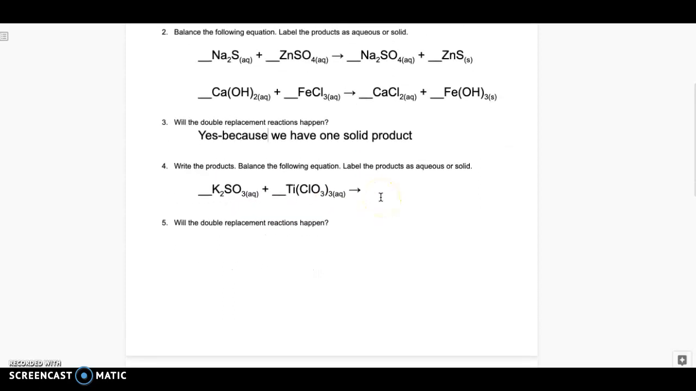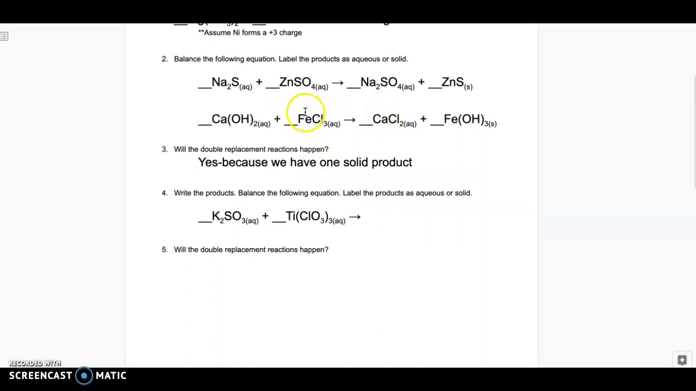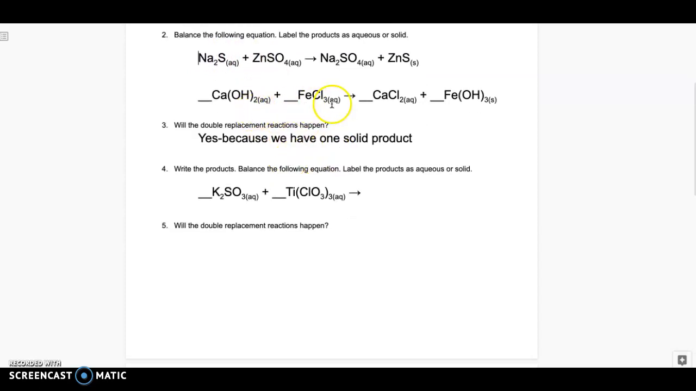Nice. Oh, balancing. This is a good review for us. All right, so here I got two Nas. Over here I got two Nas, so that's okay. Here I got one zinc, so that's okay. Here I got one S, one SO4, one SO4, so that one's actually balanced as it is. Okay, so I don't have to put anything there. I could put ones if I wanted to, but I don't have to.